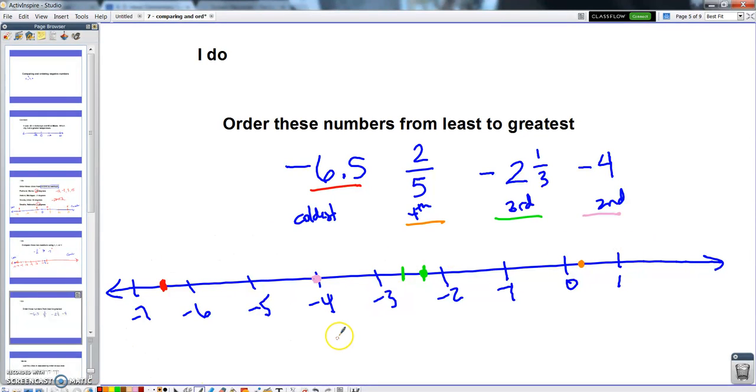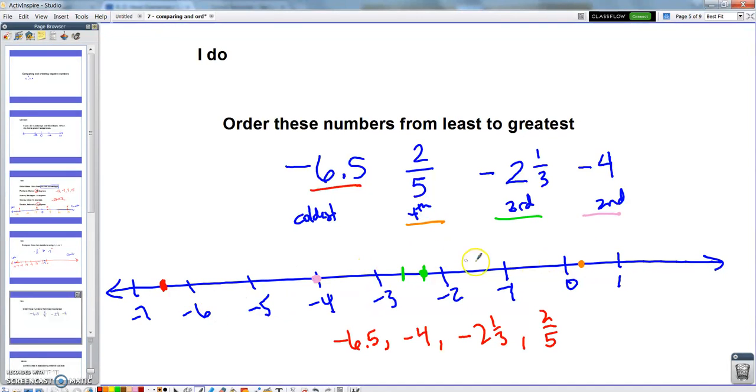red. Then the next lowest is the pink. And the next lowest is the green. And the greatest is the orange. All right, so I've number line, and then you can always just go left to right.